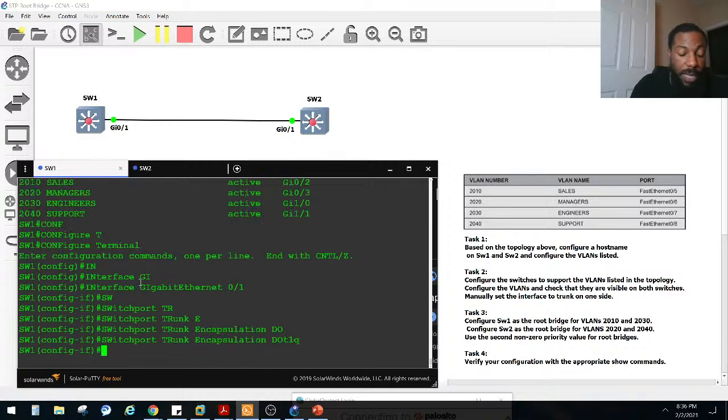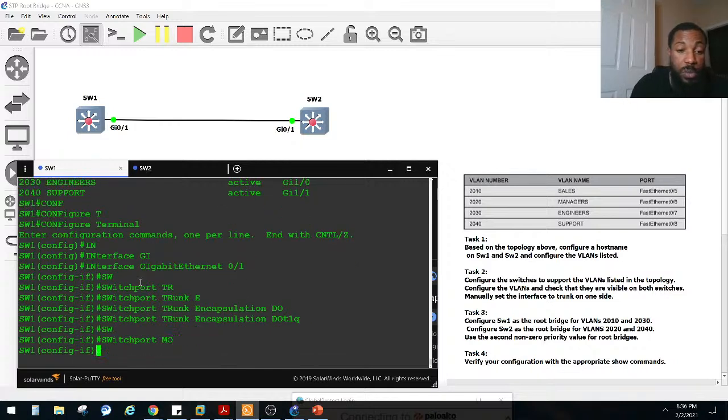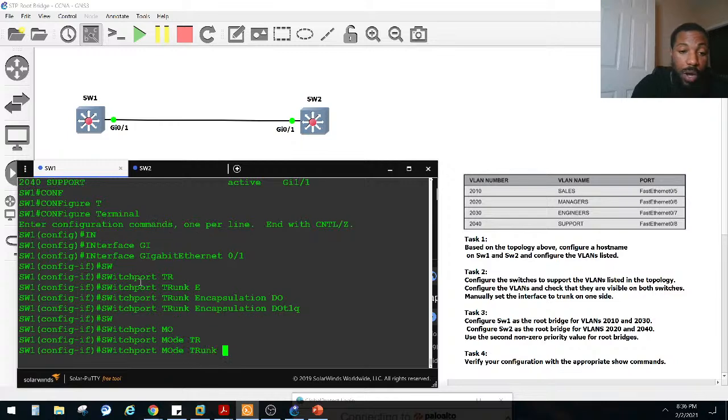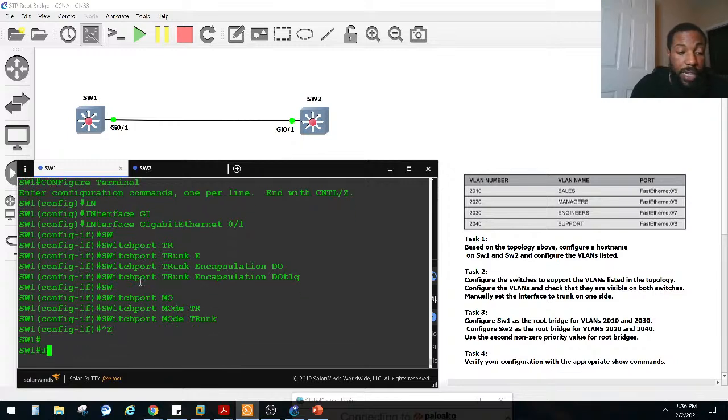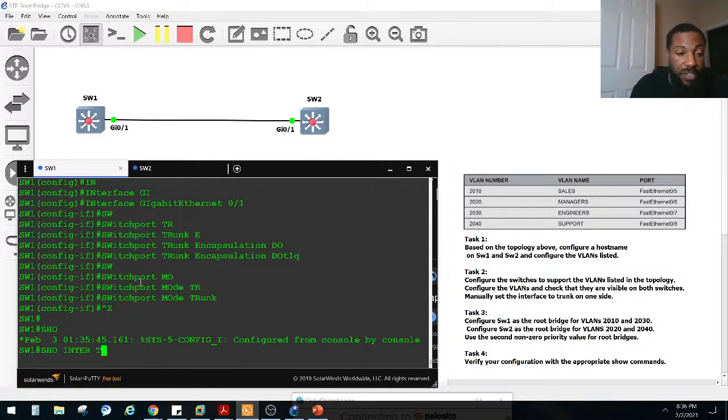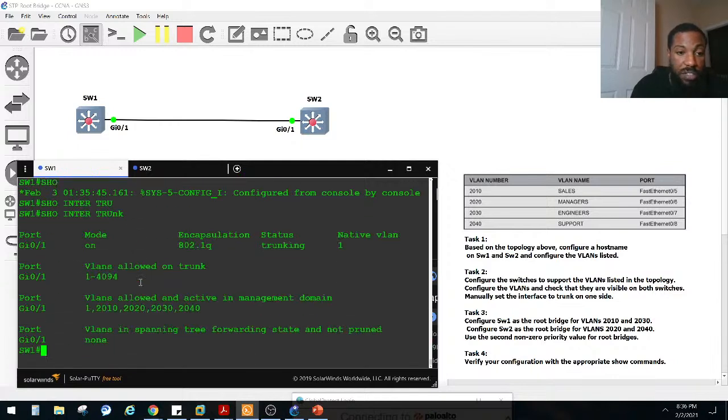Right? Because we want to do the encapsulation first. Then we hard code it as a trunk with switchport mode trunk. So now it should be trunking. We can verify that with show interfaces trunk. And now you see right there, all the VLANs are allowed, right? So we manually set it, and it's set to on. It is trunking. We go to switch 2.